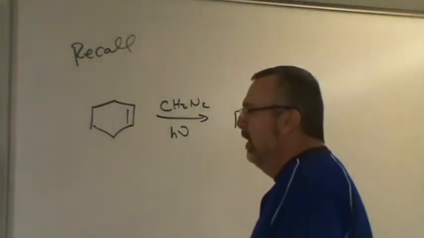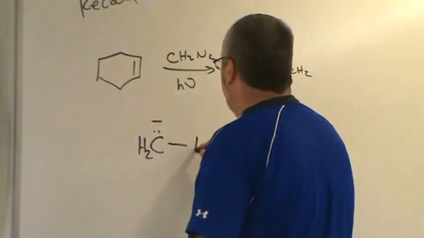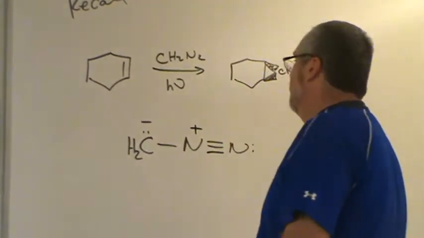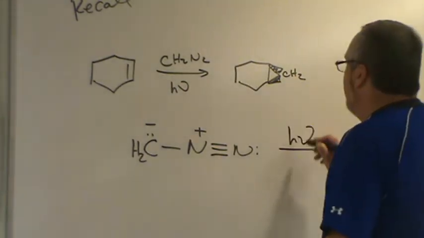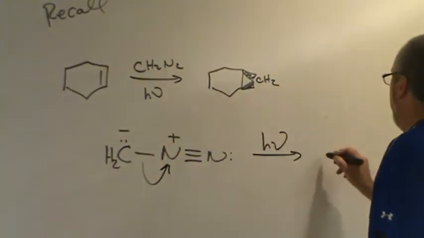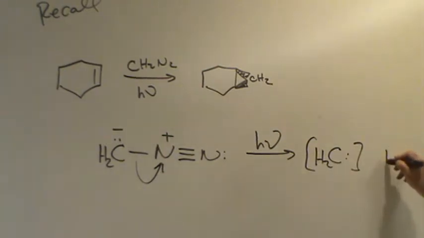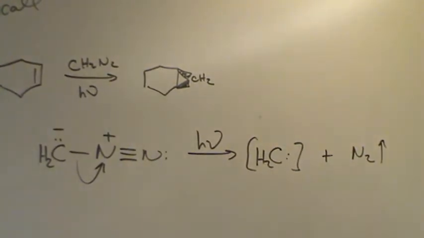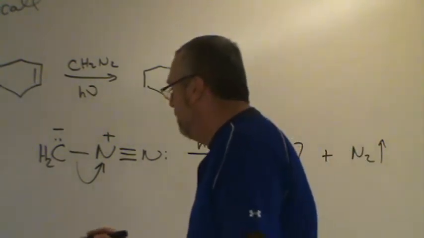How does this happen? Well, it turns out that one of those resonance forms, the one that I showed you down here just a minute ago, looks like this. And that's a pretty important resonance form. Under these conditions, if you shine light on the diazomethane, you can break the carbon-nitrogen bond in order to form methylene, a highly reactive carbene species, plus nitrogen gas. And because nitrogen is a gas, it escapes. The reaction is not reversible, and the carbene simply adds across the pi bond.